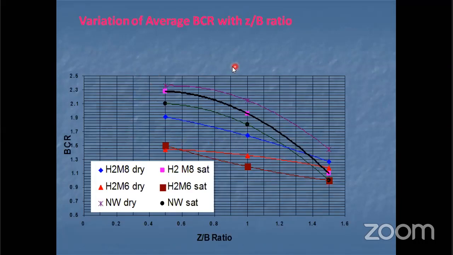This gives a variation of average bearing capacity with Z by B ratio. Z by B is along the x-axis and bearing capacity ratio along the y-axis. And here we can see that the non-woven dry is giving the highest bearing capacity ratio, and this figure gives the non-woven saturated conditions. The second line gives the saturated condition for H2MH, and this one is the saturated condition of H2M6. So this is BCR, that is bearing capacity ratios we have drawn.